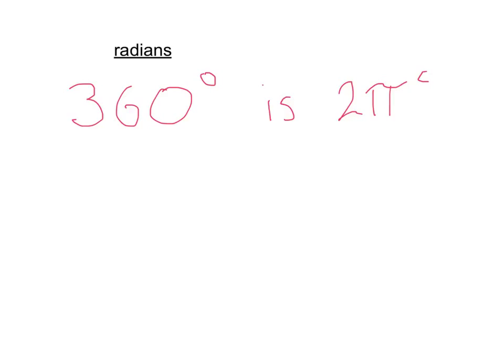Obviously, if you were to halve one, 360 degrees would become 180 degrees. We know that as being half a turn. You'd halve the other one, so 180 degrees is pi radians. Let's just write that down as well. 180 degrees is pi radians. And you can see it building up from there.